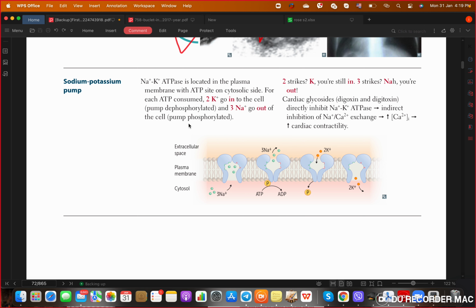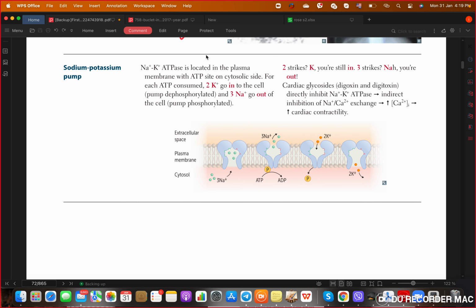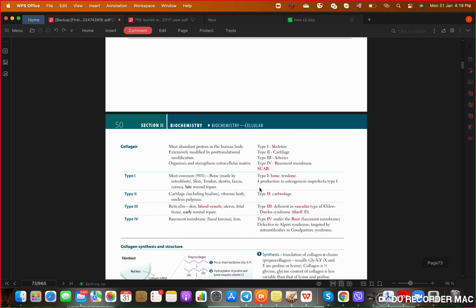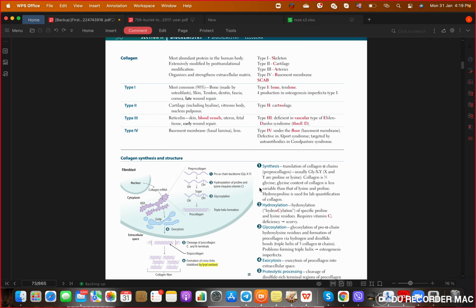Digoxin also has a really narrow therapeutic index, but still better than digitoxin. Digitoxin, however, is still used in the labs. So it directly inhibits the sodium-potassium ATPase. Got this. This I know from cardiology. Yeah, it's the same exact thing. More calcium, more cardiac contractility. Nice. Got it. Okay, let's go to the collagen.